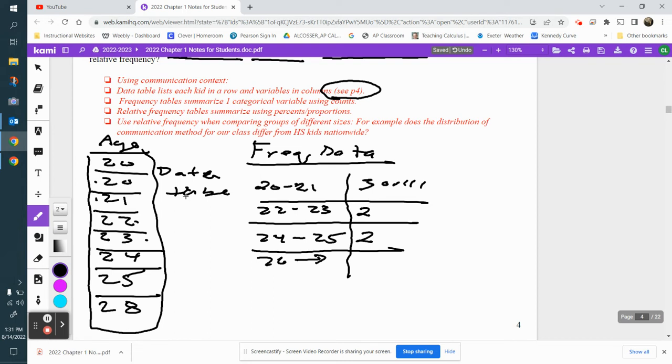And then 28, it'll be 1 over that. So what did we get? 5. You know what? That's all right. So now that's a frequency table. Okay. So we have just a data table.